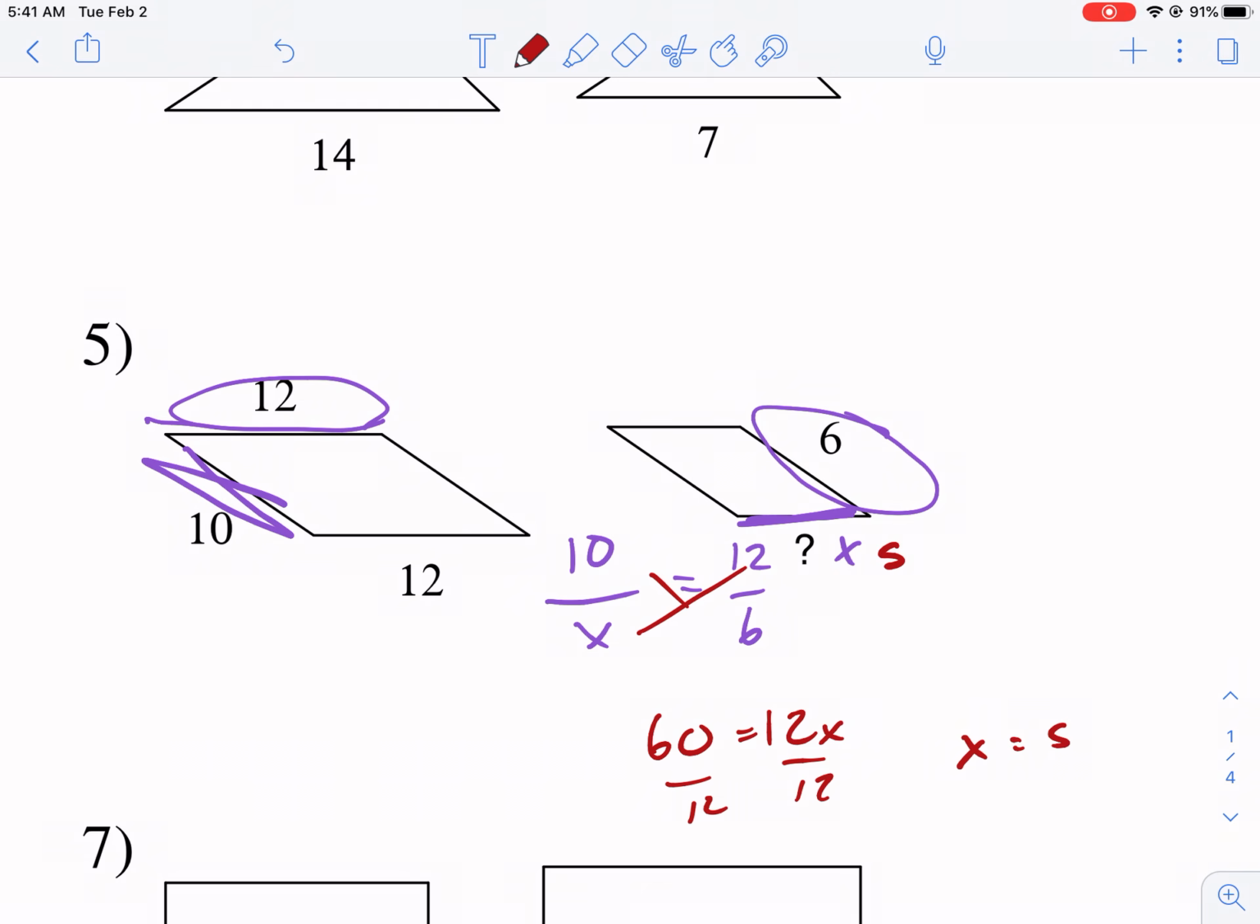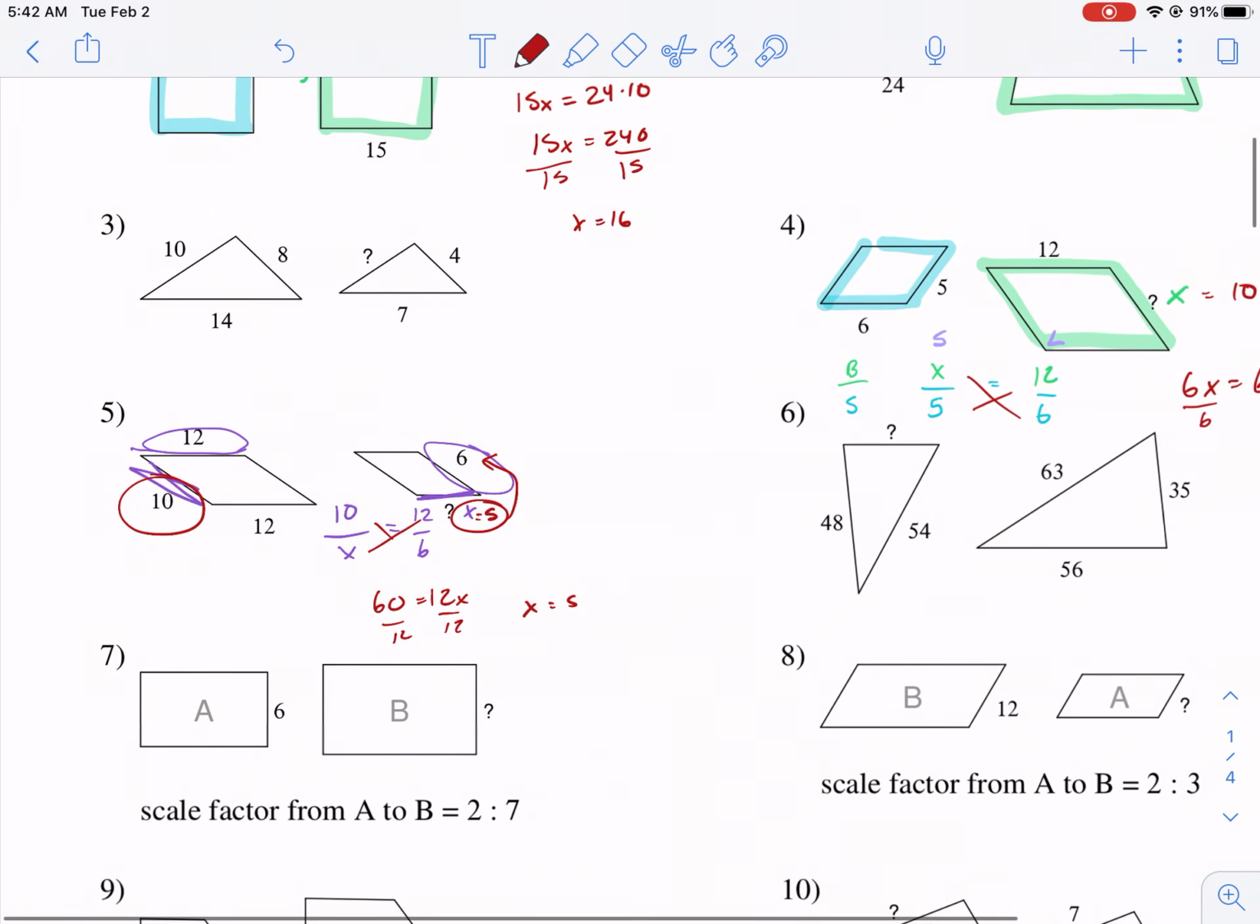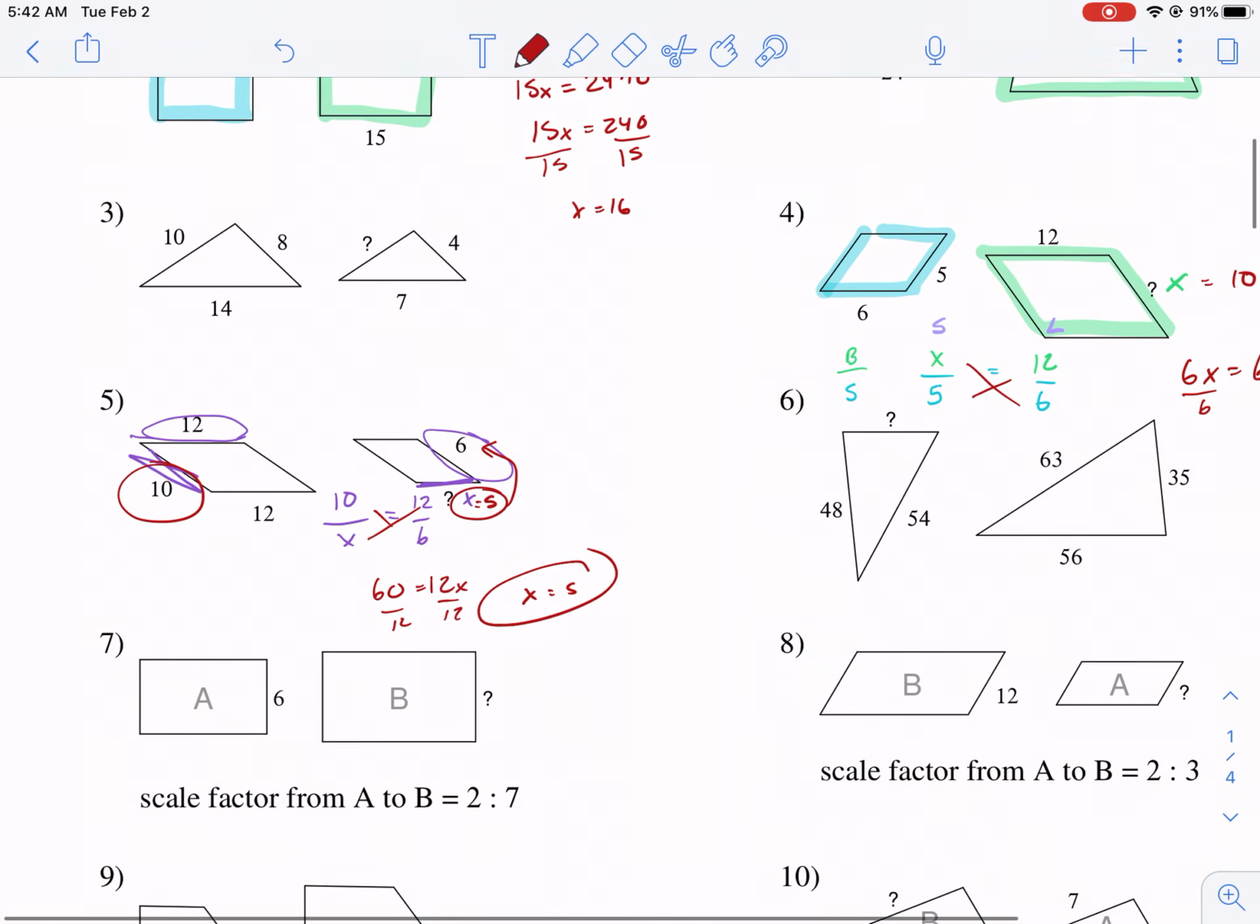Okay, a way to check that is that was supposed to be my short side. It is smaller than my long side. That's a good thing. And this 5 is also smaller than the short side of the bigger shape. Okay, so that's a way to double check my answer.